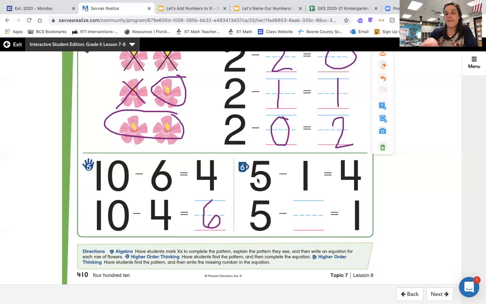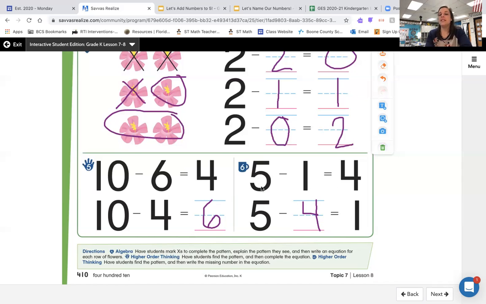So I have that same situation here. I have 5 as a whole group, and I want to break it into 2 groups, where one of my groups has 1 in it, and the other group has how many? 4. 1, 2, 3, 4. So my 4 would just go here this time, right? Because I still have my 2 groups that are the same number. They're just in a flip-flop order.